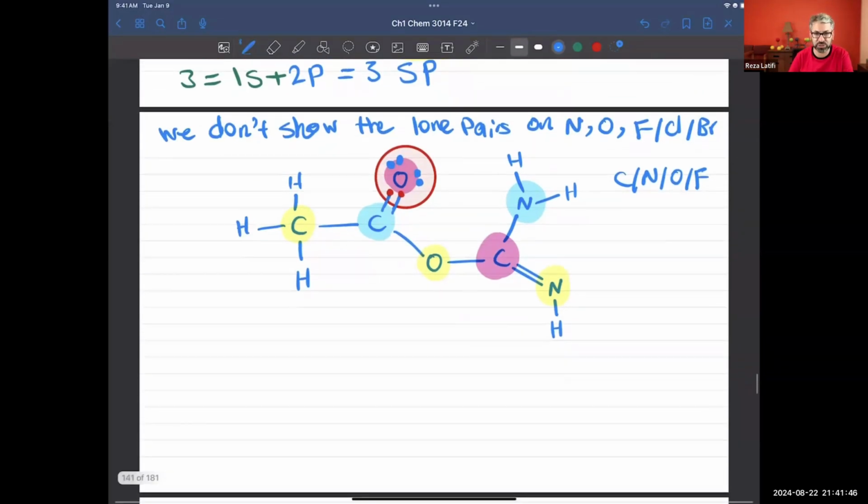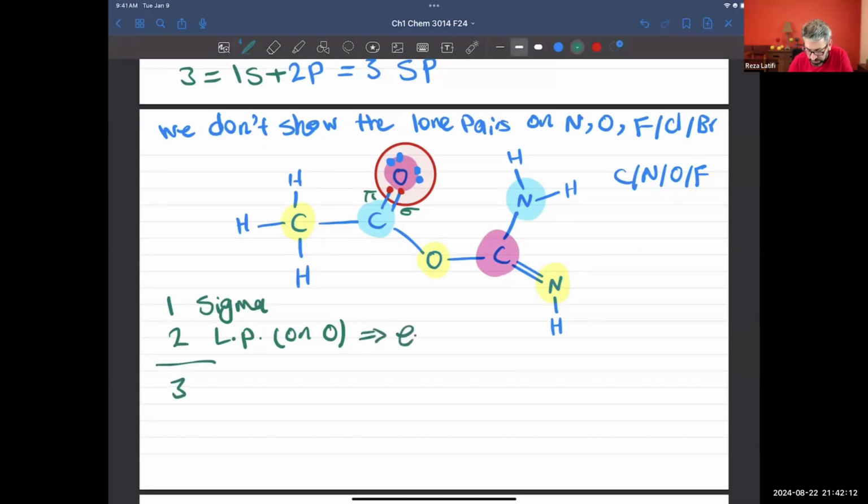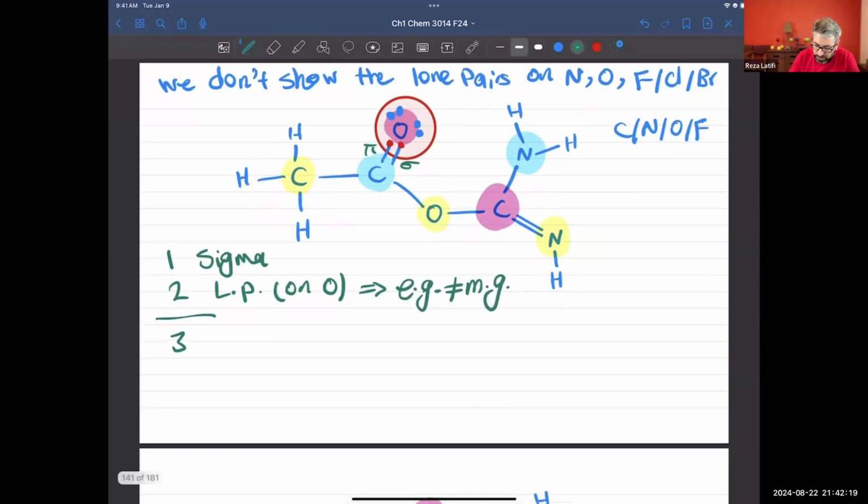Now let's talk about oxygen. How many sigma bonds do we have? We have 1 sigma bond, and that's a pi bond. So we have 1 sigma. How about lone pairs on oxygen? We have two lone pairs. So sigma plus lone pair equals 3. This time we do have lone pairs, so the electron geometry is not going to be equal to the molecular geometry. Next, what's going to be the hybridization? 1 from S, 2 from P, you get 3 orbitals of S1 and P2. So the hybridization is going to be sp2.